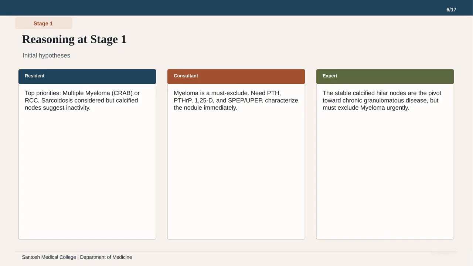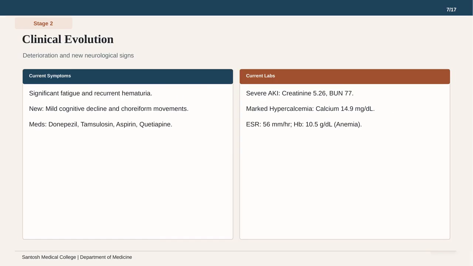On the right, the expert offers a slightly different take. They argue that these stable calcified hilar nodes are actually a pivot toward chronic granulomatous disease, though they agree myeloma must be urgently ruled out. Unfortunately, the patient's condition is about to take a concerning turn. As displayed in the symptom and lab panels here, the patient experiences significant clinical deterioration.